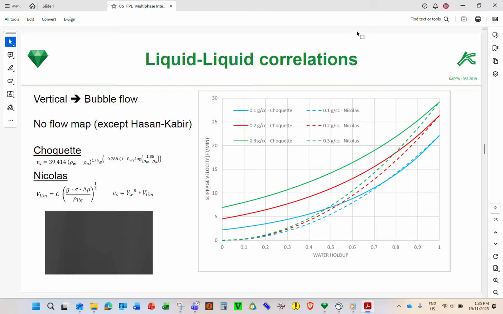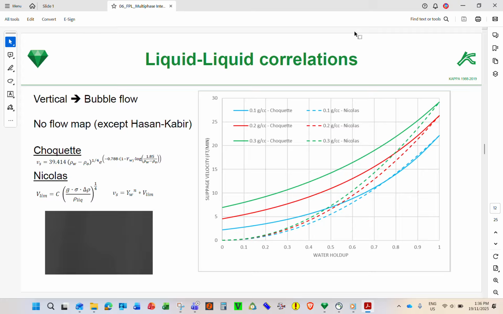But the thing is, on the left here, when you have no water, it's all oil. We should not get any slippage, but you still have some numbers there. So 2, 5, or 7. So Choquette will be applicable if you are in a high water holdup. In a low water holdup, you might have overestimated slippage. That's Choquette.